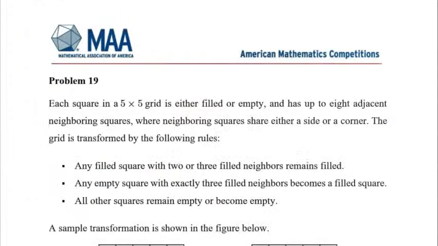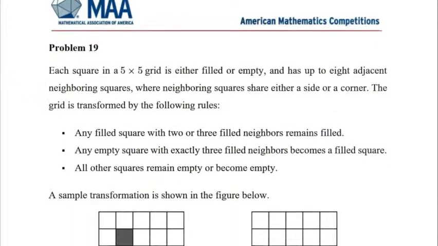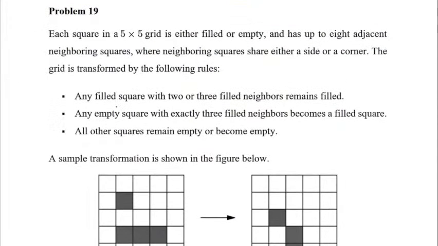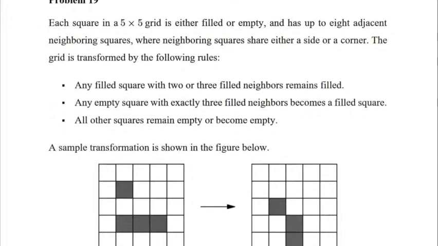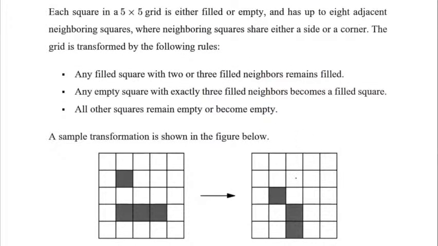AMC 10B 2022, problem number 19. Okay, let's solve this problem. It says each square in a 5x5 grid is either filled or empty and has up to 8 adjacent neighboring squares. Why? Because look, for example, if you consider this, 1 neighbor, 2 neighbor, also if they have a common vertex, it counts. 1, 2, 3, 4, 5, 6, 7, 8 if it is here. If, for example, the cell is here, 1, 2, 3. Okay.